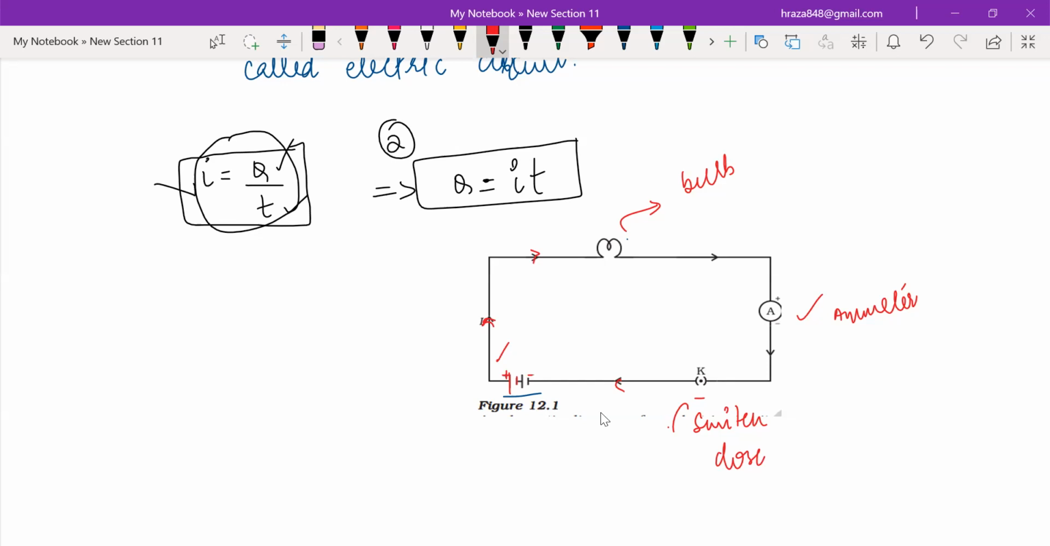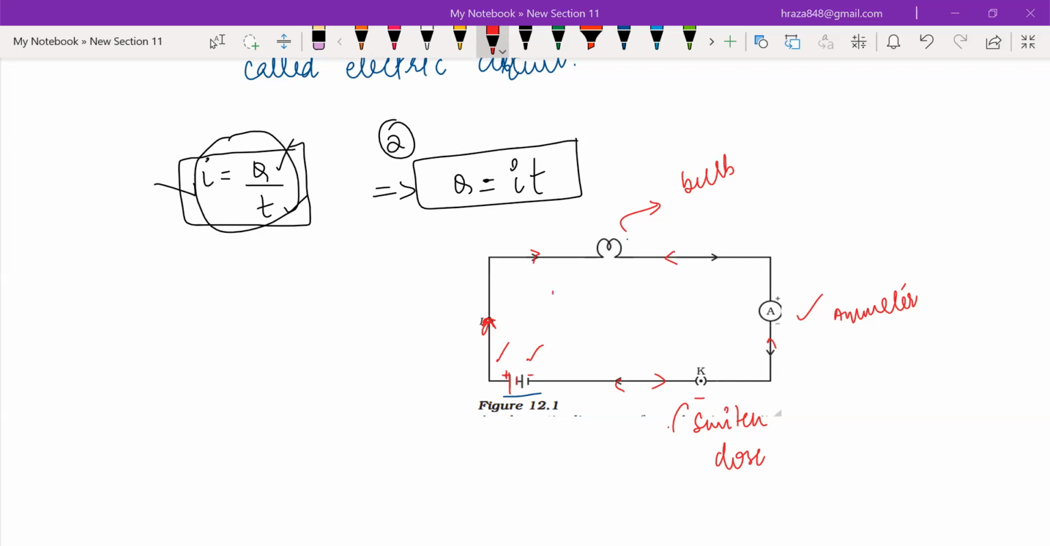Sir, what is electron here? It is negatively charged. Electron is negative charge. So negative charge moves from right to left, then current will flow from left to right. Is that clear?